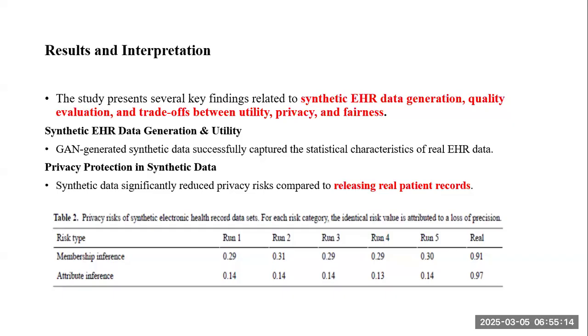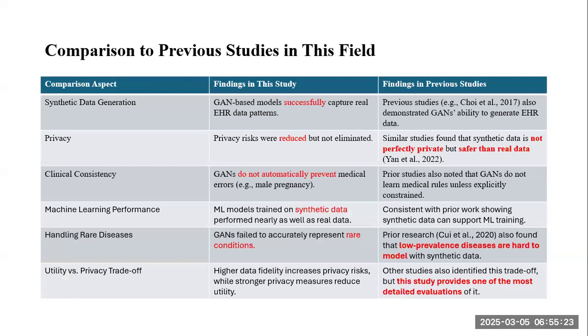So these GANs really require multiple trainings. After multiple trainings, we will get realistic data. Comparing this paper and the previous paper, how they have done better than the previous paper: about synthetic data generation, this GAN model successfully captures EHR patterns. The previous study also generated EHR data, but compared to previous studies, this paper gives better results.